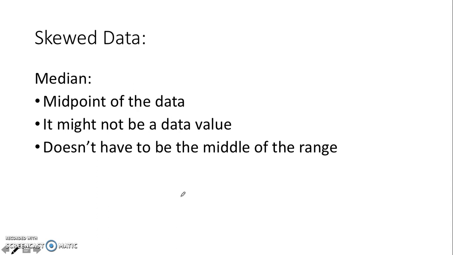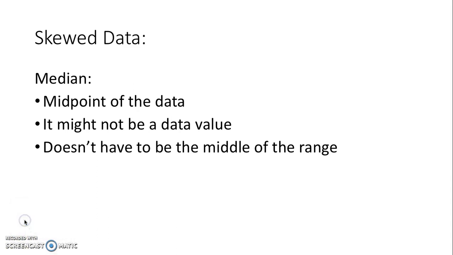Right? Sometimes we talk about skewed data. Skewed data is when it's kind of all over the place. It's random. It's not symmetrical. And with skewed data, the median is a better point to use. So the median is the midpoint of the data, and it might not necessarily be a data value. And it doesn't have to be the middle of the range. So just because it's skewed doesn't mean it's the middle of the range.